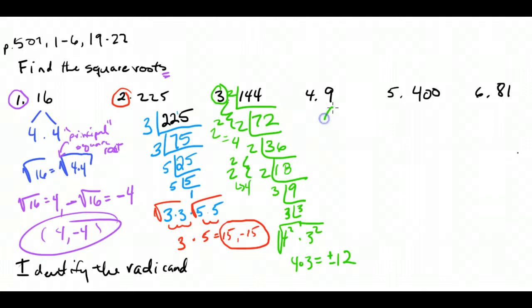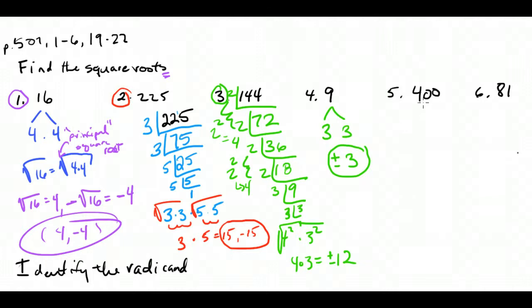9 should be pretty easy. 9 is 3 times 3, so the square roots are plus or minus 3. And you can write your answer as plus or minus 3, or you can write it as 4 and negative 4, 15 and negative 15. Either of these are acceptable answers.